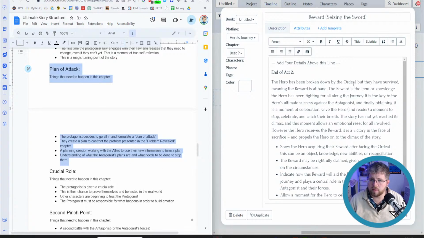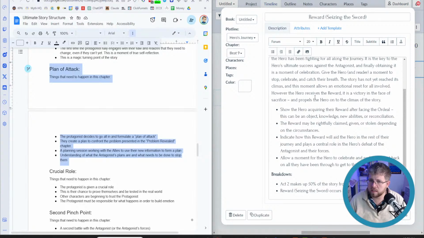Heroes have been broken down by the ordeal, but they have survived, meaning the reward is at hand. The reward is the item or knowledge the hero has been fighting for all along the journey. It is the key to the hero's ultimate success. Story has not yet reached its climax. Propels the hero on to the climax.